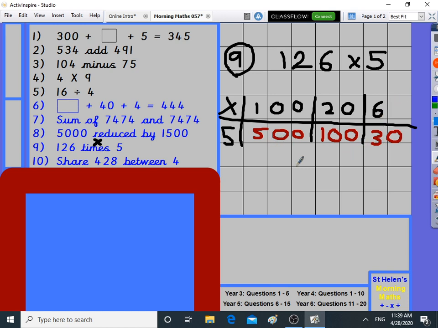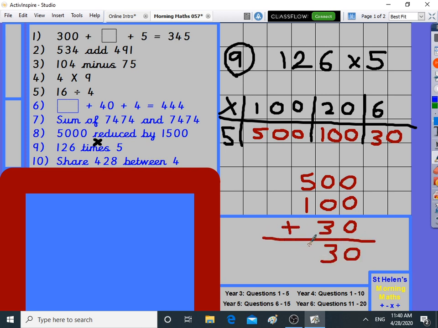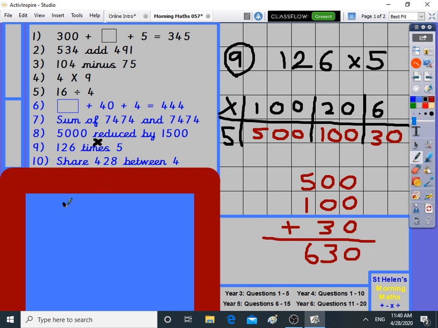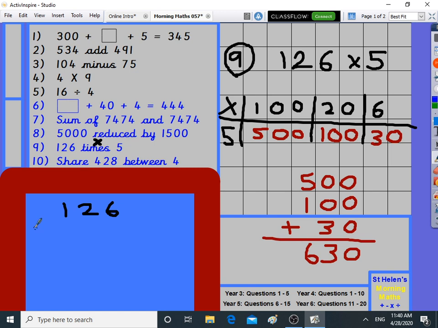We've got to add them up. 500 and 130. It's going to be 630. I'm going to do it in the column method. Check that what I did in my head was correct. And there it is, 630. And I've got another check coming up now when I do standard method of 126 times 5.